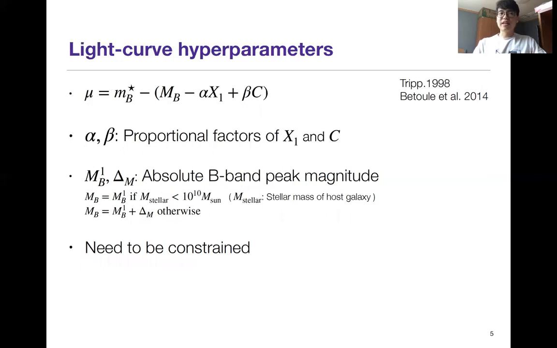Also, there are the light-curve hyperparameters, also called nuisance parameters, in the formula. Alpha and beta indicate proportional factors of x1 and c, while MB1 and delta M describe MB, which indicates absolute B-band peak magnitude. It depends on the value of stellar mass of host galaxy. If stellar mass of host galaxy is lower than 10^10 solar mass, MB becomes MB1. Otherwise, MB equals MB1 plus delta M. And these four light-curve hyperparameters need to be constrained in a model-independent way.